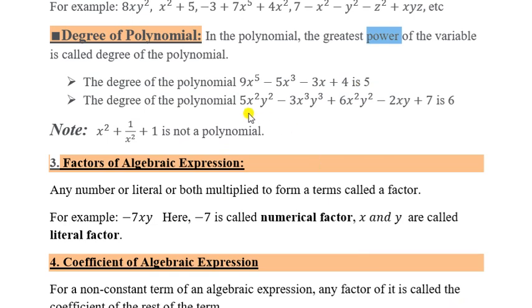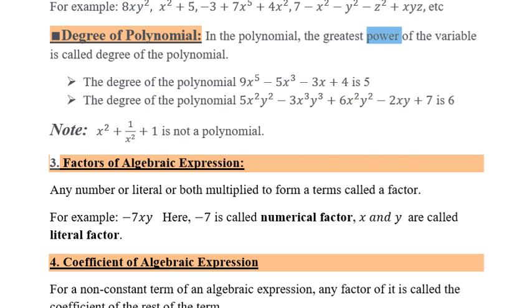See, this is also one kind of polynomial. Here two different variables, x and y, are given. We have to add the exponents or powers: x to the power 2, y to the power 2 gives 4. Here x to the power 3, y to the power 3 gives 6. Here x to the power 2, y to the power 2 gives 4. Here x to the power 1, y to the power 1 gives 2. Which one is the largest? I think you can identify it: 6. So 6 is the degree of this polynomial. Clear?